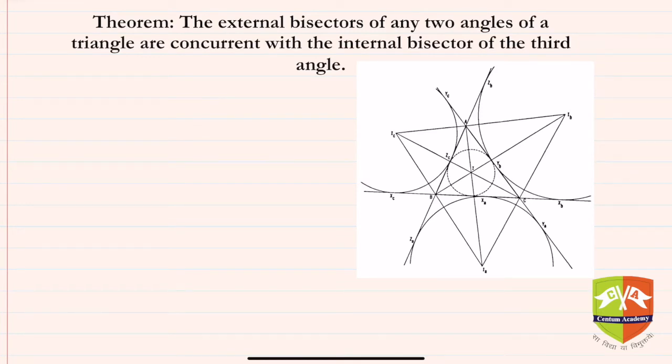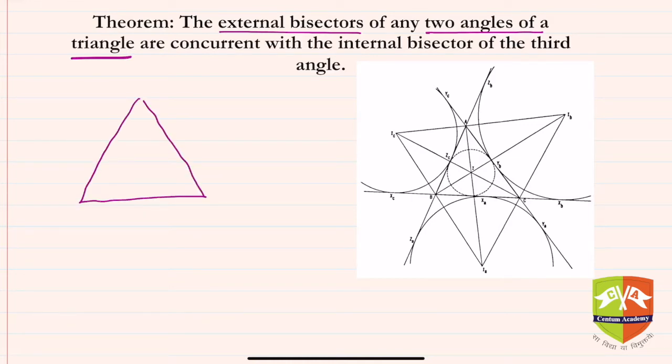Now in this theorem, it's given that the external bisectors of any two angles of a triangle are concurrent with the internal bisector of the third angle. So points to be noted here. First of all, they're saying external bisectors of any two angles of a triangle. Let's try and understand what external bisector is first of all.